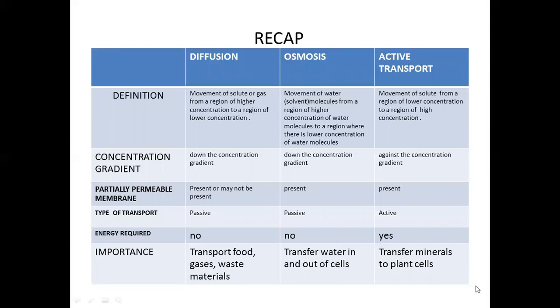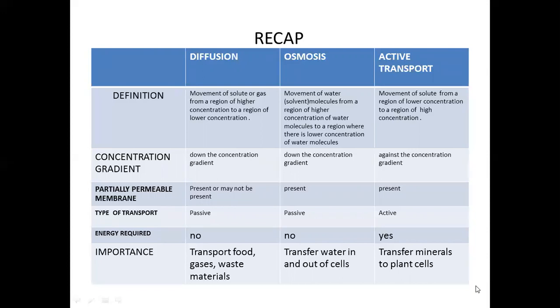In both diffusion and osmosis, since the particles are moving from a high concentration region to a low concentration region, we say that the molecules are moving down the concentration gradient. But in the case of active transport, the solute particles are moving from a low concentration region to a high concentration region. So they are said to be moving against the concentration gradient.